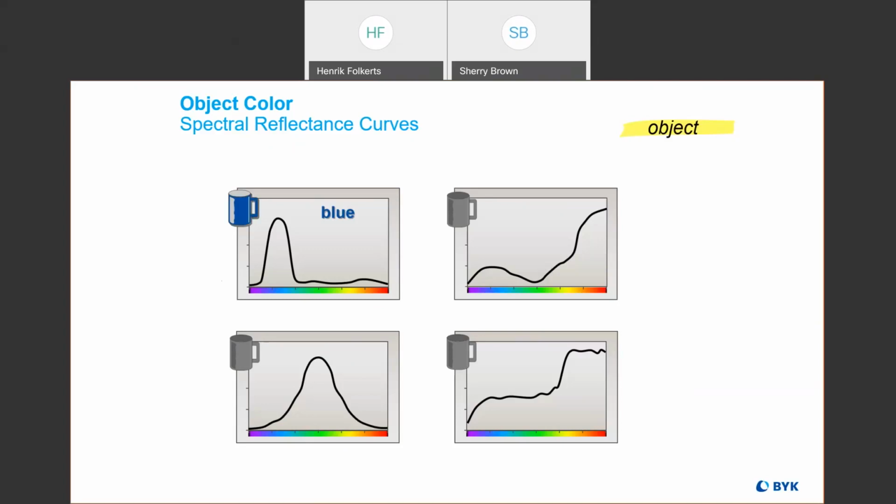At the top right, we're getting just a little reflection in the blue range, but almost all of our reflection is coming at the very high wavelength range, and that's going to give us a red color. At the bottom left, this spectral curve is peaking in the green range and decreases drastically as you go outside that range. So this is going to be a green color. And then at the bottom right, we have some blues and green, more of the yellows and reds. This is going to end up being a yellow color.